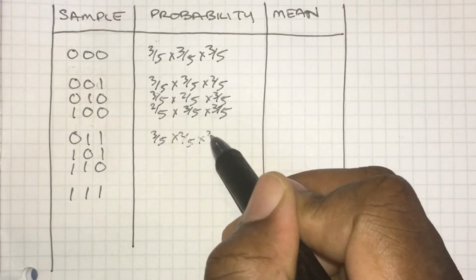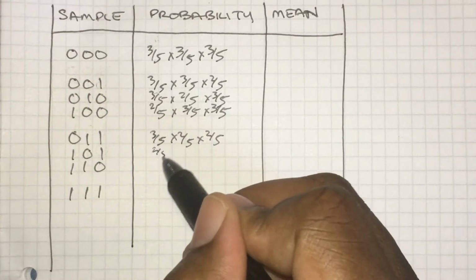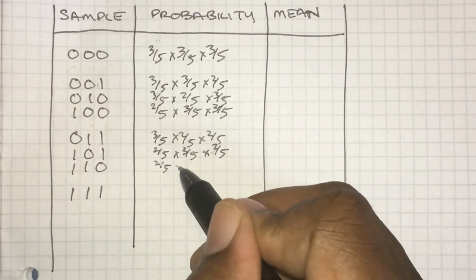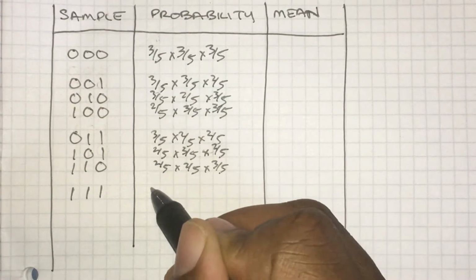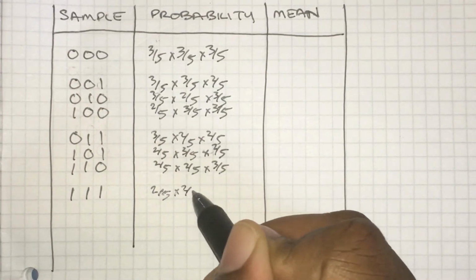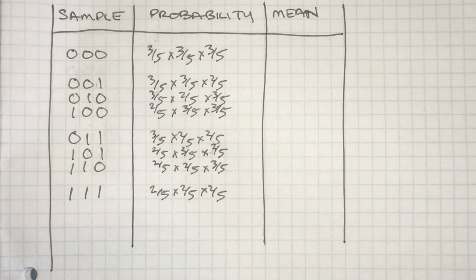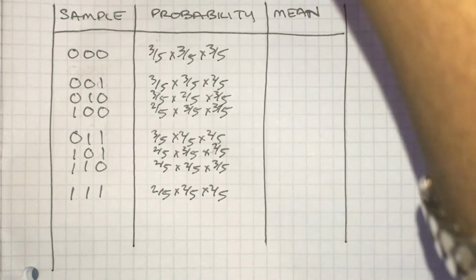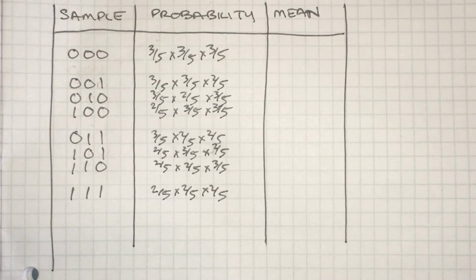A 0 and 2 1s, 3/5 and 2/5 twice. And finally, all 3 of them being 1s, it's going to be 2/5 multiplied by itself twice, 2/5 cubed. So obviously, we could write these probabilities in shorthand, but I just wanted to show you the whole calculation.